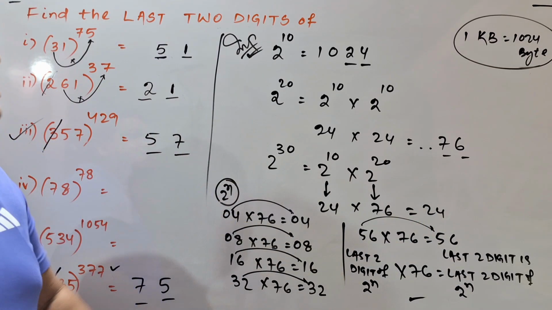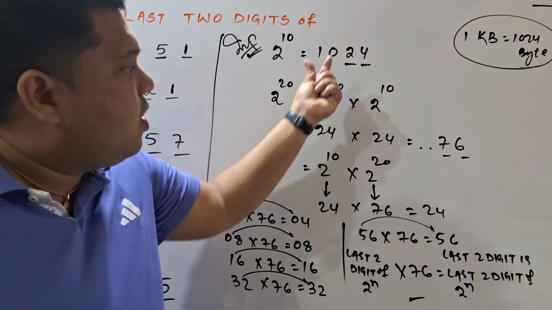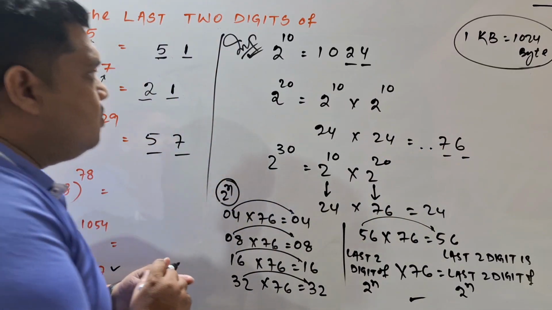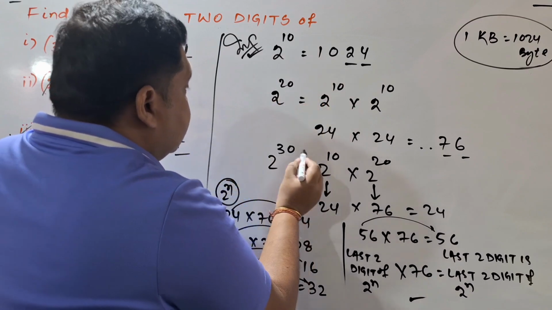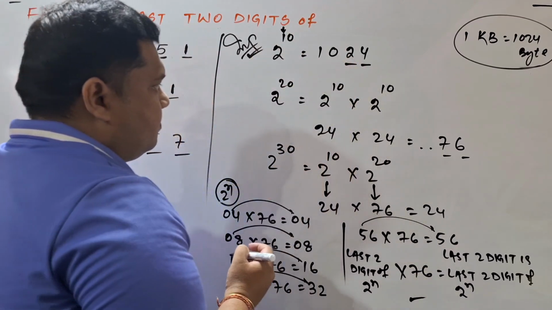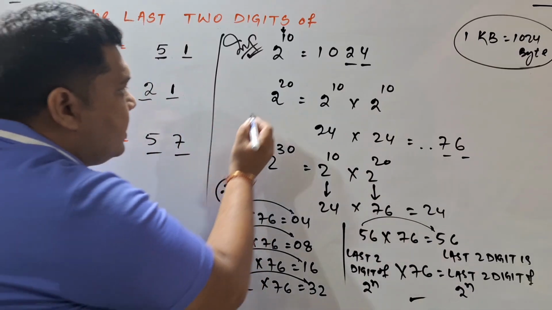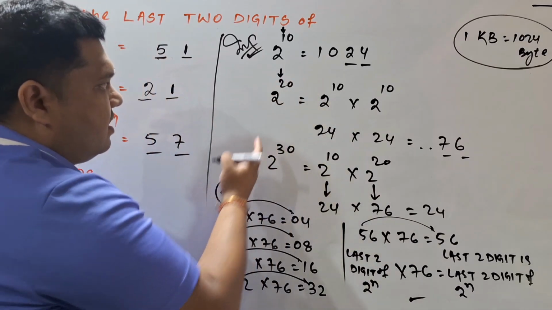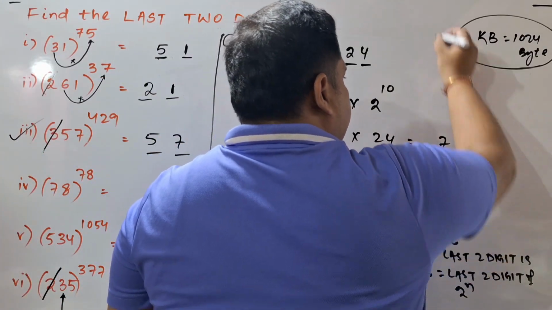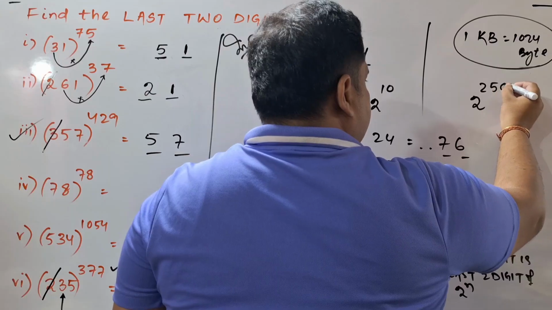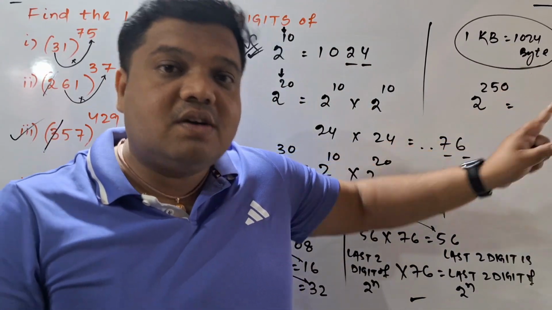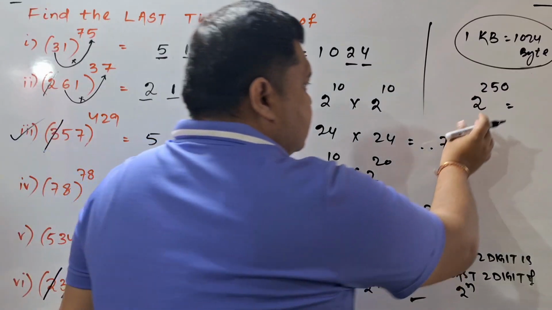Now the interesting thing is, sir, the answer ends in either 24 or 76. When it is 24 and when it is 76, you observe the power. If the tens place of the power is odd, the answer ends in 24. If the tens place of the power is even, the answer ends in 76. Suppose I say, sir, 2 to the power 250. What does the answer end in? You have to observe the tens place. The tens place is odd, so the answer ends in 24.